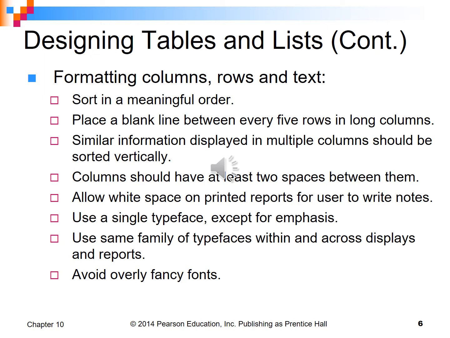Similar information displayed in multiple columns should be sorted vertically. If a column has many different pieces of information, I think you should sort it alphabetically. Columns should have at least 2 spaces between them. If you have a report with 6 columns or whatever, I think you should really separate these columns with at least 2 spaces.